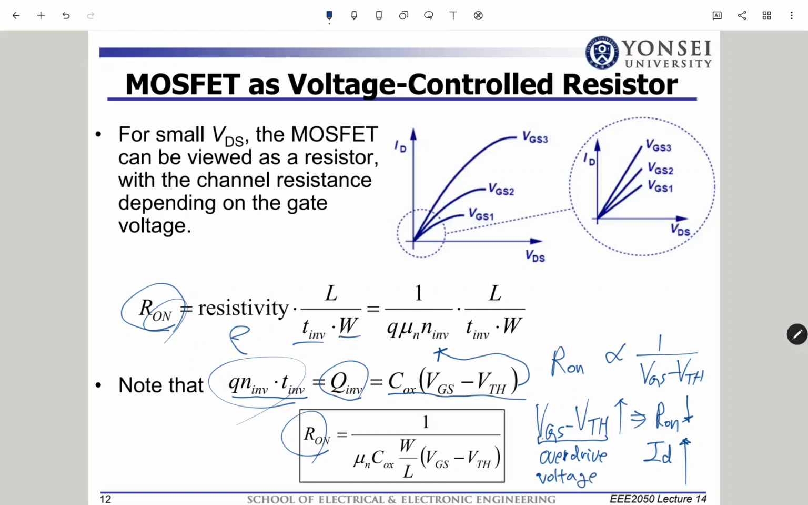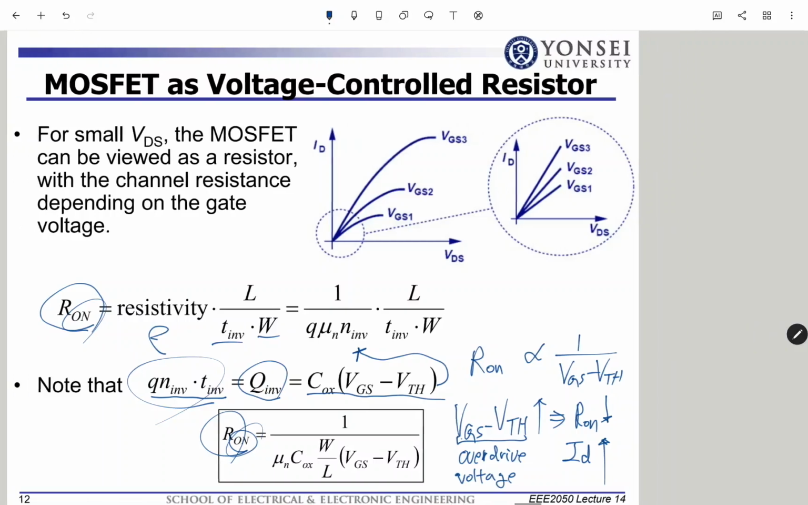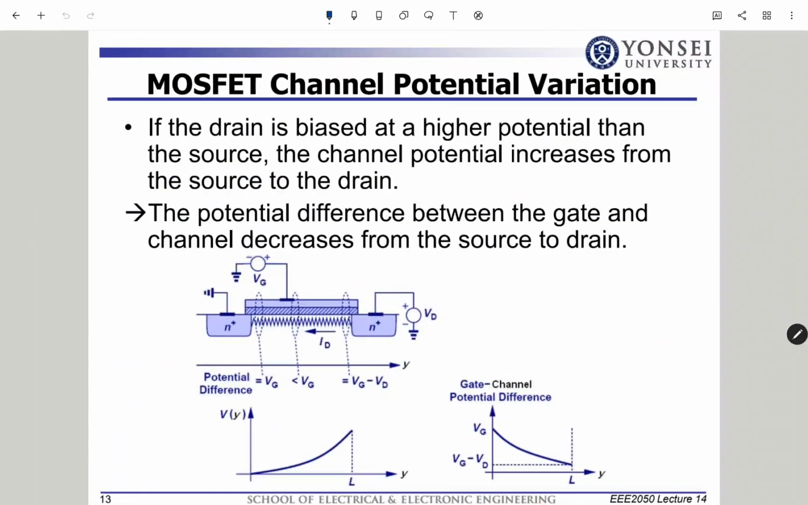Overdrive voltage means the transistor is ready to conduct the current. That's why we say on. Now, let us talk about MOSFET channel potential variations, the MOSFET channel potential barriers.